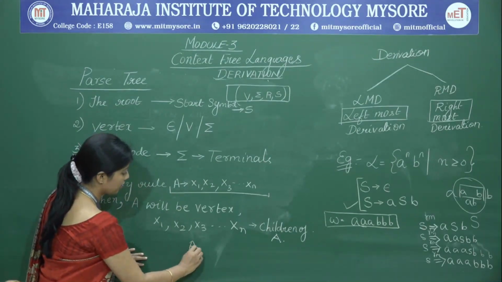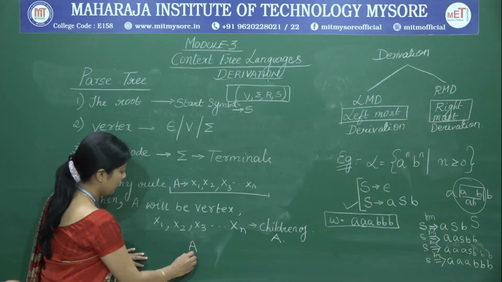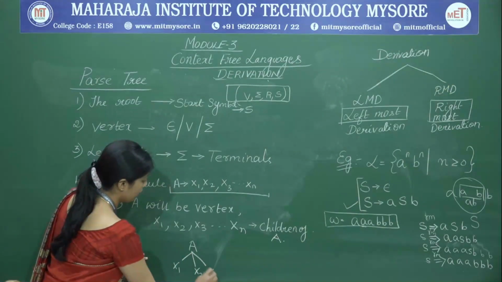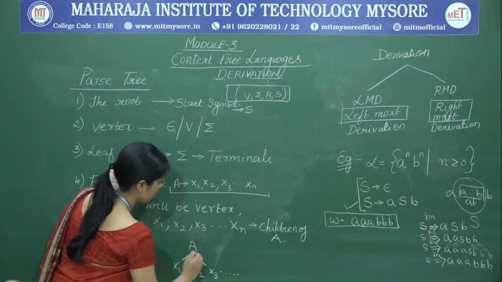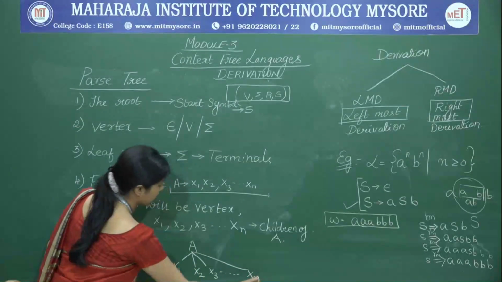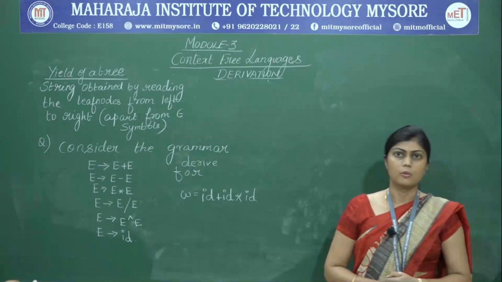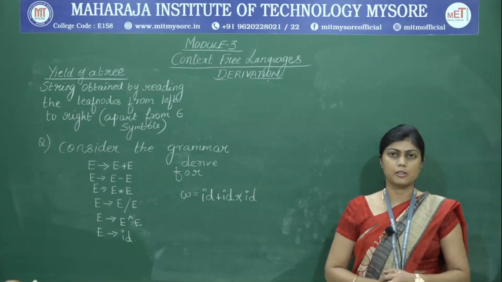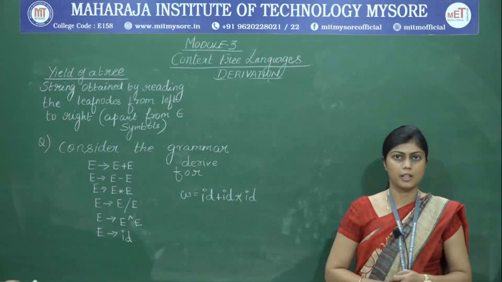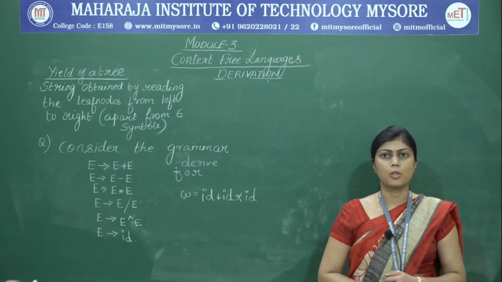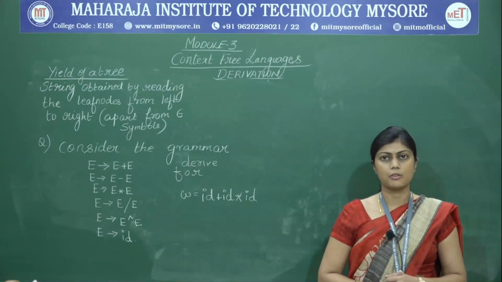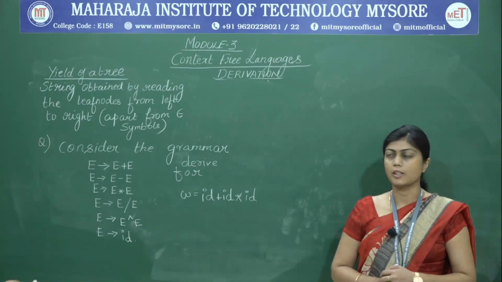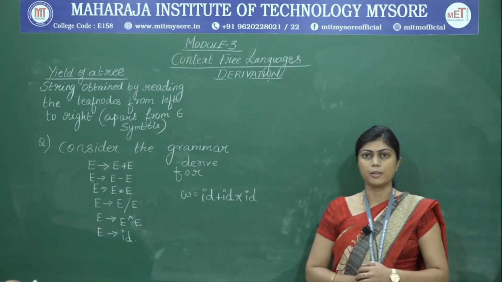So the tree looks like A and the children are x1, x2, x3 up to some xn. Now that we know what a grammar is, what a derivation is, and the types of derivation, that is the leftmost derivation and the rightmost derivation. We also know what a parse tree is, which is associated with the derivation, and now we are going to learn one more concept, that is the yield of a tree.